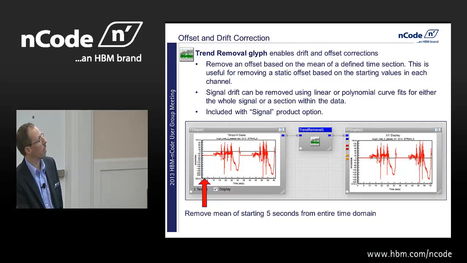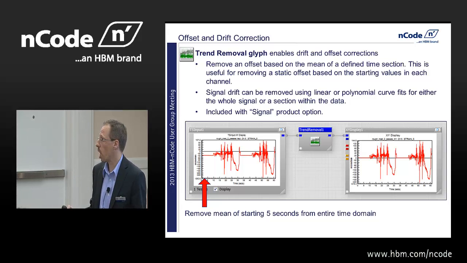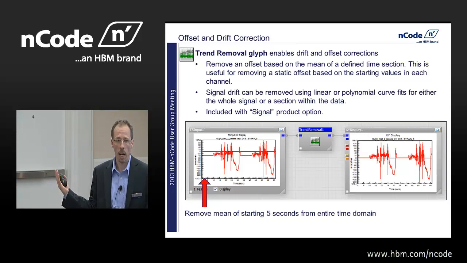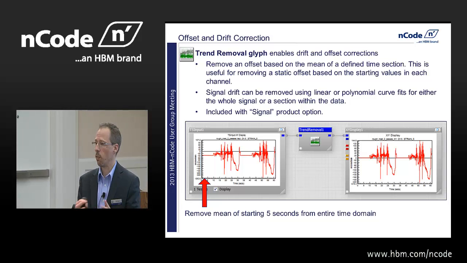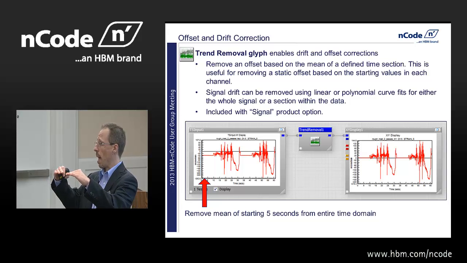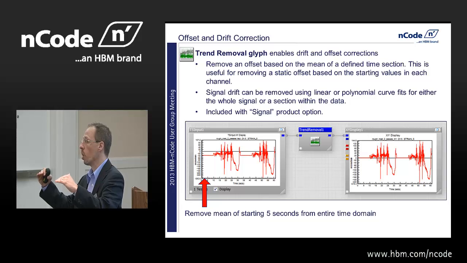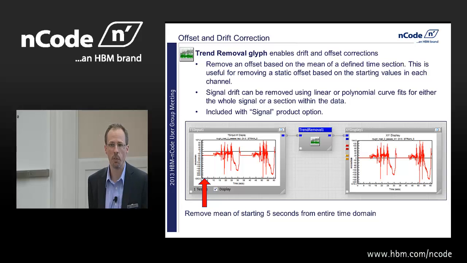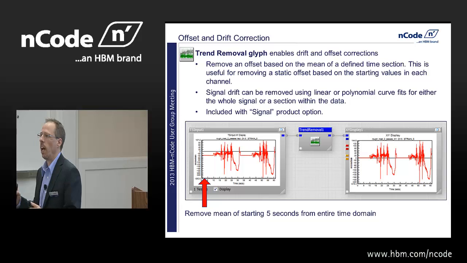Another aspect of the glyph is to remove an offset based on the mean of a defined time section. So, for example, when you start doing your data acquisition, for the first few seconds or for the first minute or so, maybe the vehicle isn't moving, it's a flat line, but you can see at that portion of time, the data's not zeroed. And what you want to do is remove that mean offset from your whole data, zero the channel, in effect.